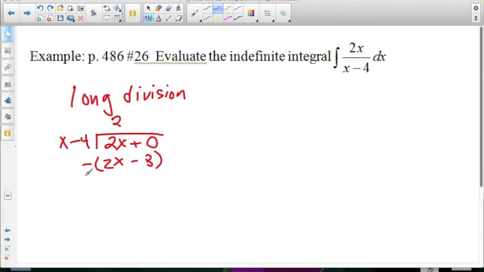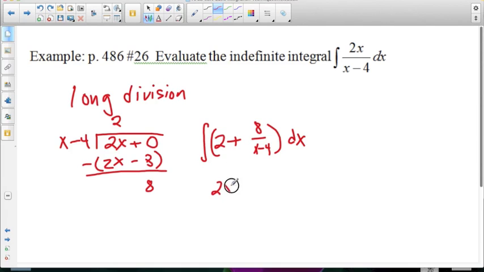So 2 minus 2 is 0. 0 minus a negative 8 is a positive 8. So the mixed number looks like 2 plus 8 over x minus 4. So there's the improper fraction, or there's the mixed number. Excuse me, I said that wrong. And so when we integrate that, integrating 2 gives us 2x.